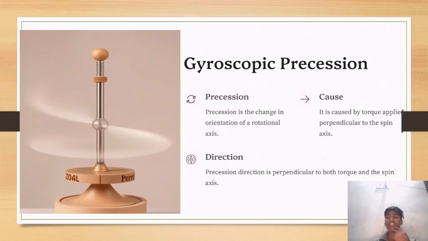In this way, the precession direction is perpendicular to both the torque and the spin axis. With the torque in one direction and the spin in another, precession is perpendicular to both of them, to the torque and the axis which is spinning, or the spin axis. Let's move on to the next slide.